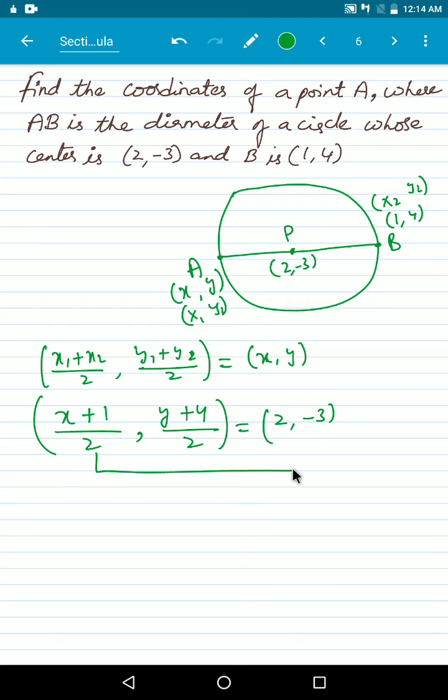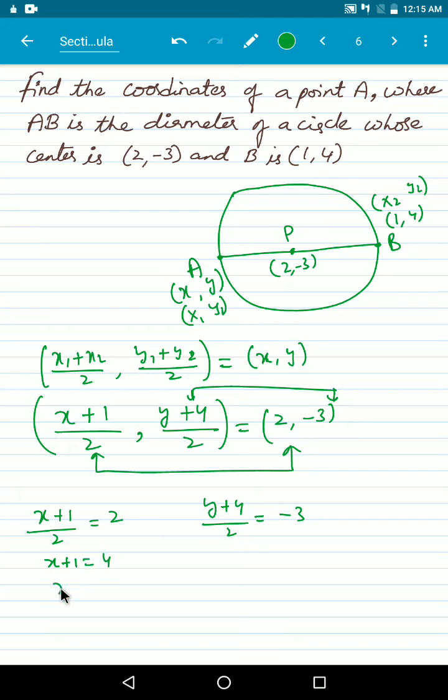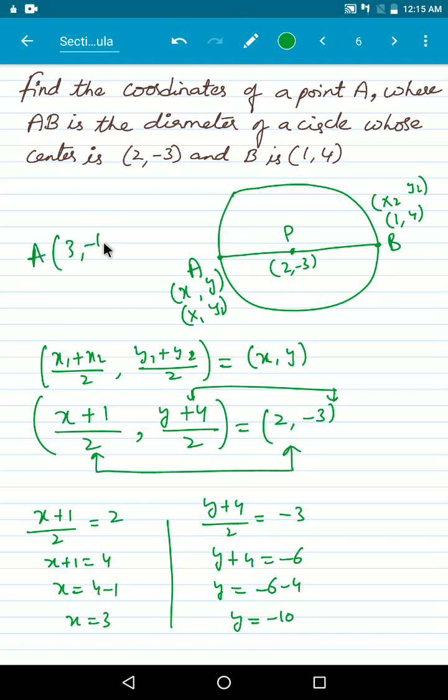Let us equate this, because the equal to sign is there, right? So that means this abscissa should be equal to this 2 and this ordinate should be equal to -3. So let us find the value of x and y from here. So x plus 1 divided by 2 is equal to 2 and y plus 4 divided by 2 is equal to -3. So 2 goes on the other side, it will multiply, it will become 4. So x will be 4 minus 1, x will be equal to 3. And here y plus 4, 2 goes on the other side, -6, y will be -6 minus 4, y will be equal to -10. So the coordinates of point A are 3 comma -10.